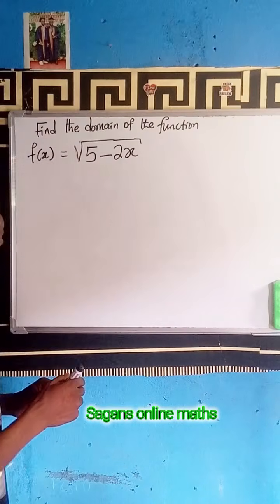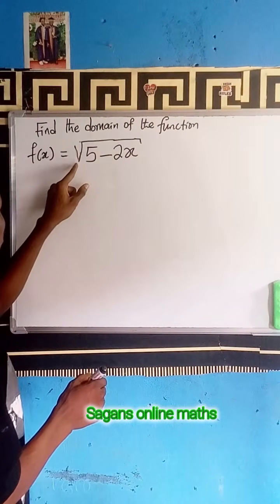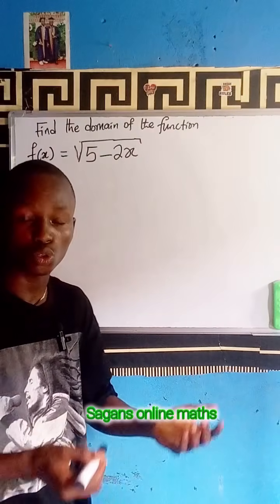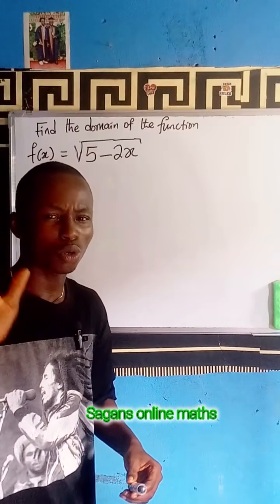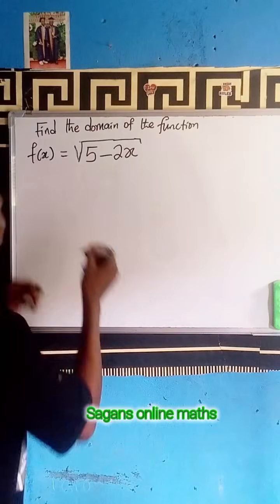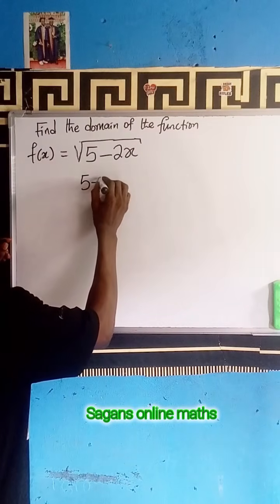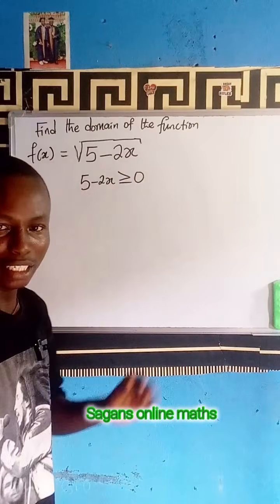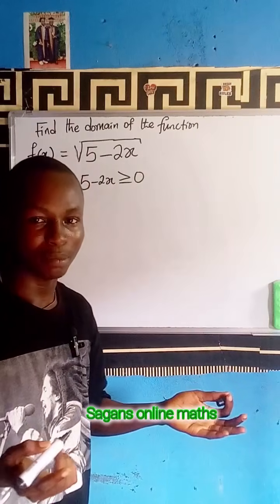So for us to determine that, we have a square root here. It implies that the expression here, which is 5 minus 2x, must be greater than or equal to 0. With that, you are done with your work. So it means that 5 minus 2x must be greater than or equal to 0. And this is an inequality. We have done it in our mathematics, right?